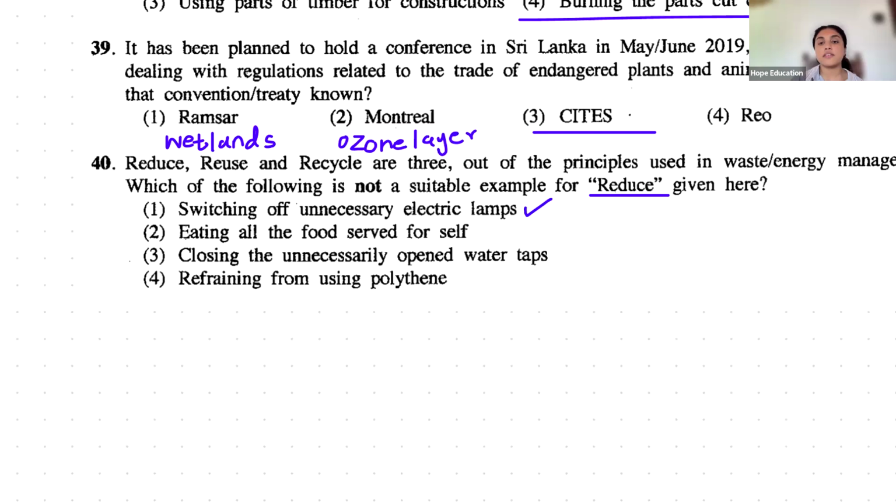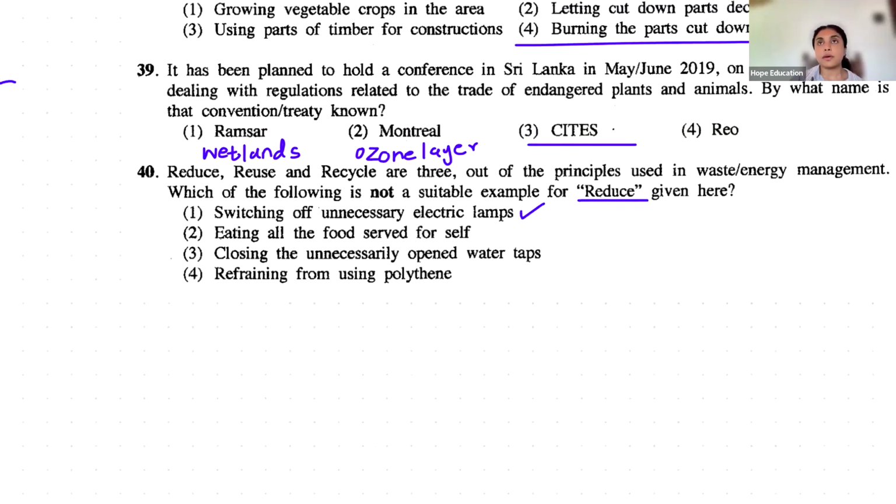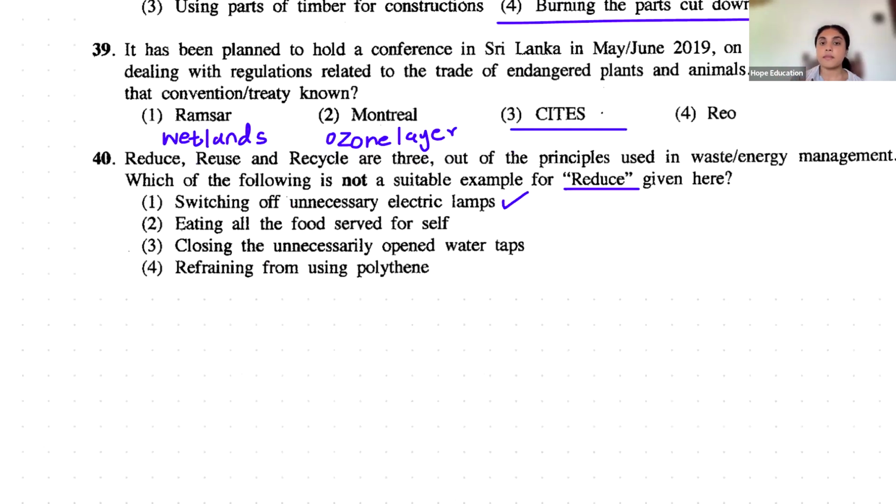Eating all the food served for self. So when you eat the portion served to you, the waste there is less. Less waste is created. So that is also true. Closing the unnecessarily opened water taps, that is also true. There, we use less water.